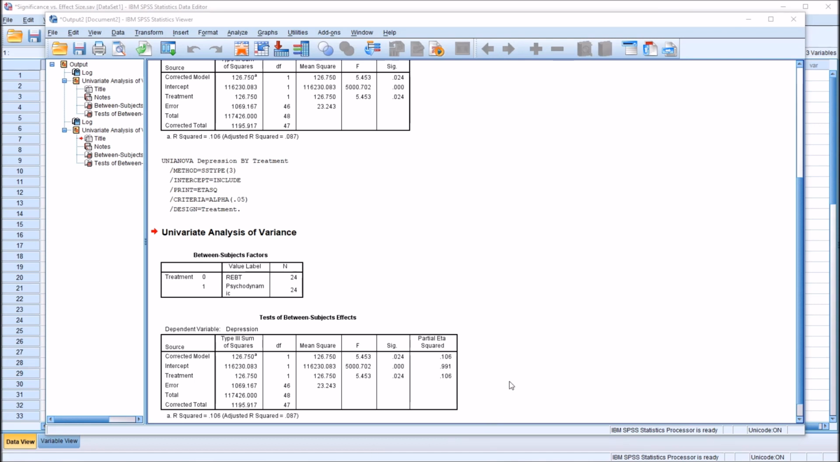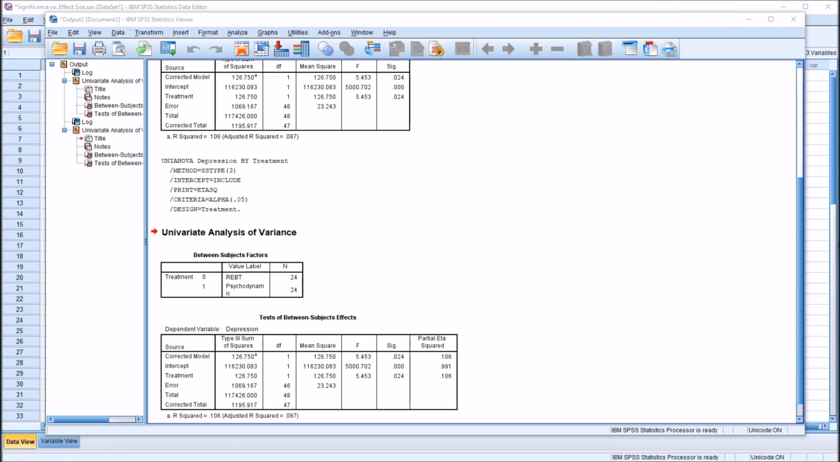So this partial eta squared value in this case is 0.106. And again, we could look at this as 10.6%. And this tells us the proportion of variance in the dependent variable, in this case depression, that is explained by group membership. So the amount of variance in the dependent variable explained by the independent variable.